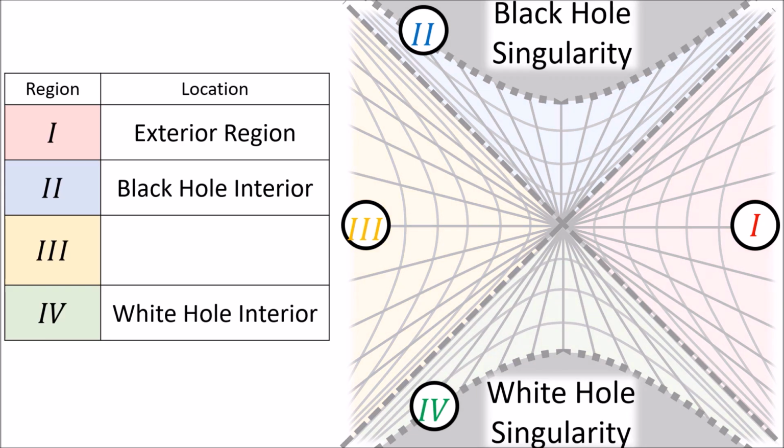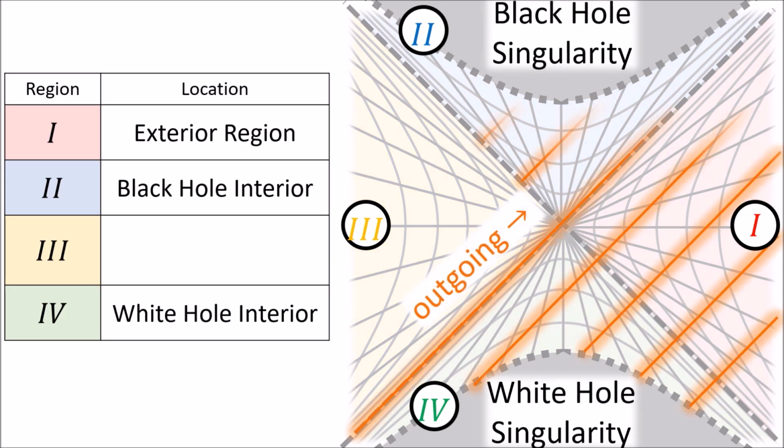As you can see, when looking at outgoing light beams, if a light beam is released inside region 2, which is inside the event horizon of the black hole, the diagonal light beam can never get out into region 1 again, and the light beam is doomed to eventually hit the black hole's hyperbola singularity.